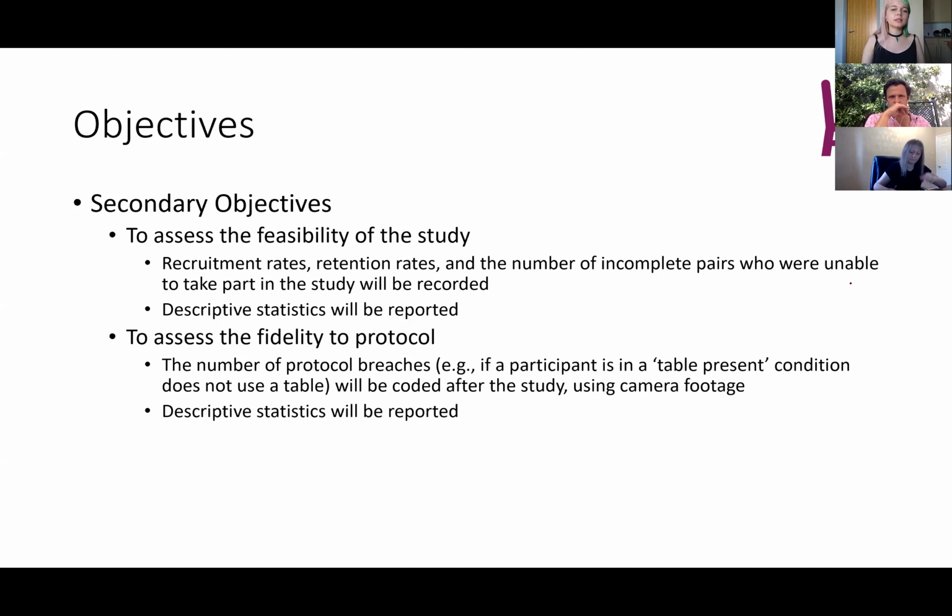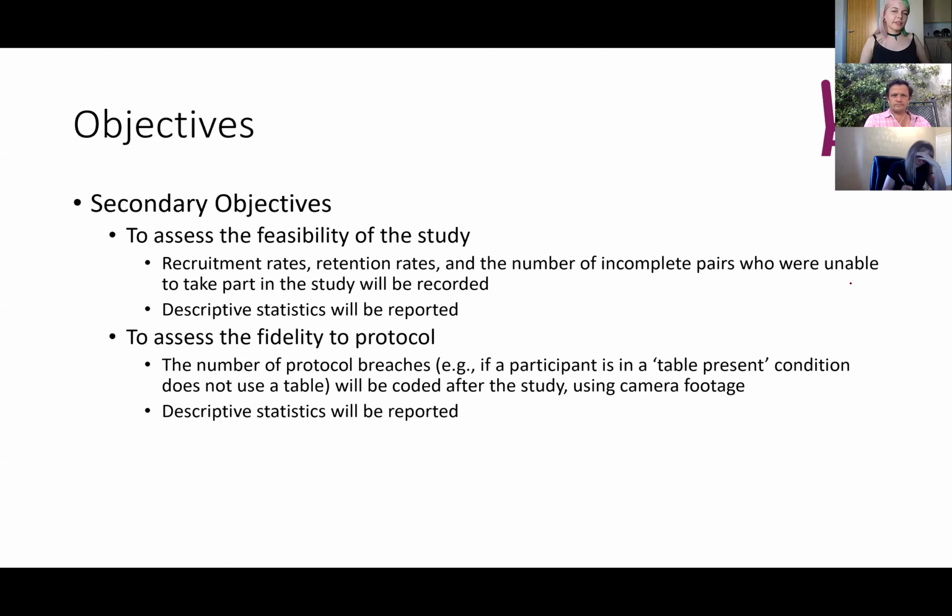And we'll assess the fidelity of protocol by coding the number of protocol breaches using the camera footage that we get. And just an example of what kind of breaches we're talking about is if, for example, a participant is assigned to a condition in which the table is present, but they don't actually use it, or if they are allocated to a condition in which they have chairs to sit down, but they end up standing.